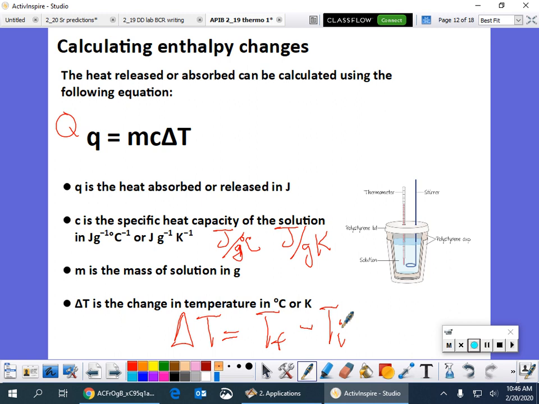So if it's exothermic, our final enthalpy is going to be lower, okay? So the enthalpy of our products is going to be lower than our reactants. But that heat is going to be lost to the surroundings, and we're going to experience that as an increase in temperature.